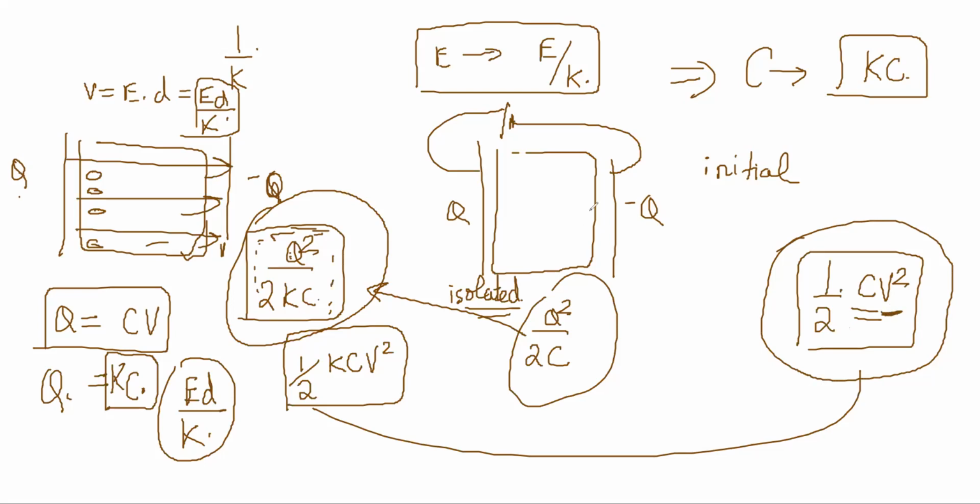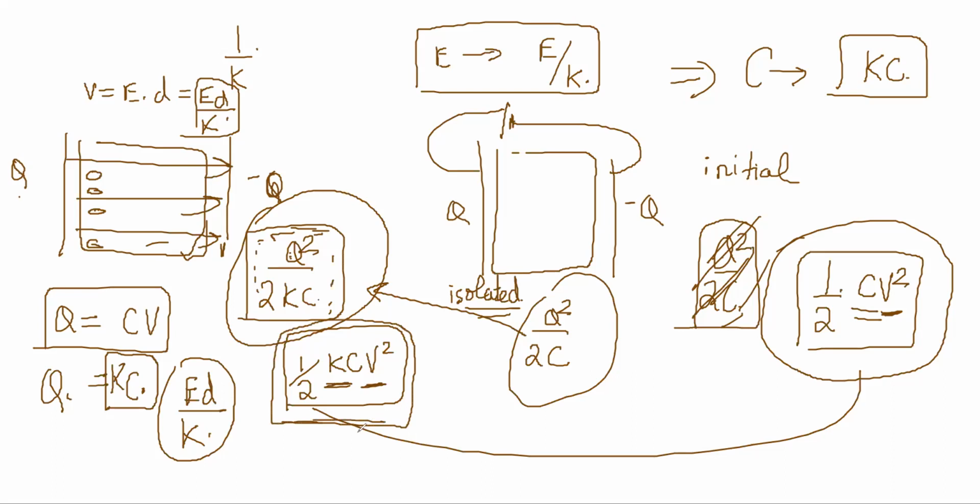You should not use the Q square by 2C formula here. You know why, right? Because Q is not going to be the same. The battery can supply charges to you. So you should use the energy formula half CV square, and later it becomes half KCV square. In the isolated condition, where there is nothing to provide charge, we use Q square by 2KC because obviously Q cannot change and is constant. Here, when it is connected to a battery, you should use half CV square because V cannot change.